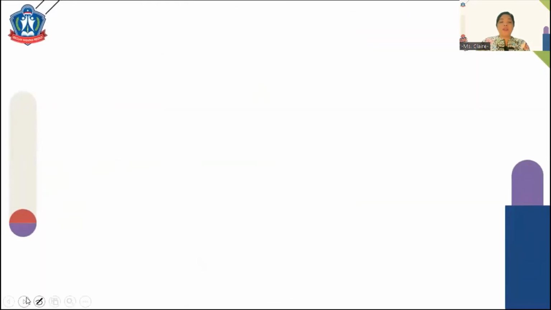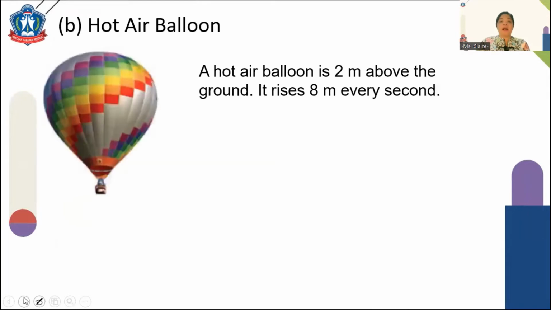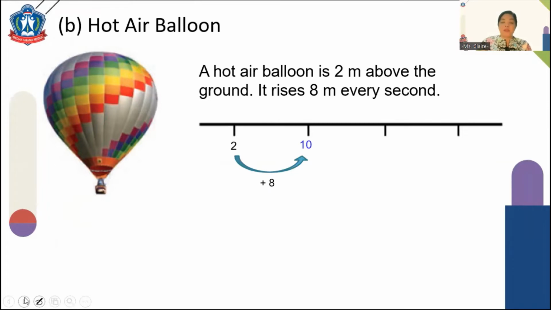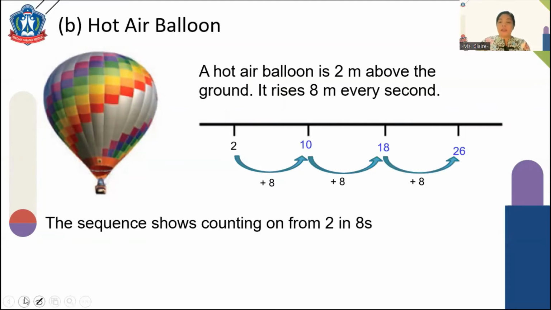I have here a picture of a hot air balloon. A hot air balloon is 2 meters above the ground. It rises 8 meters every second. So it means 2 meters above the ground, then it will rise 8 meters every second. So we add 8 meters to 2, it becomes 10. Then we add another 8, it becomes 18 meters. Then another 8, it becomes 26 meters.